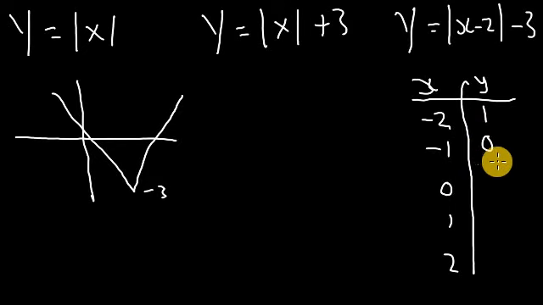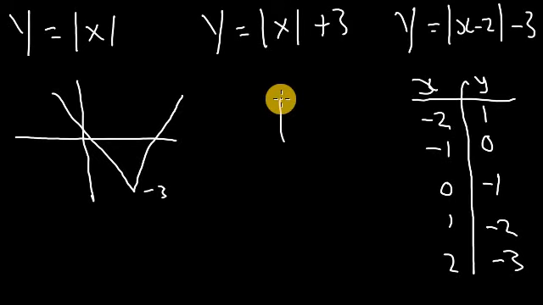Now, what about 0? 0 minus 2 is simply minus 2, and the absolute value of minus 2 is 2. And 2 minus 3 is simply minus 1. What about 1? 1 minus 2 is simply minus 1, the absolute value of minus 1 is simply 1, and 1 minus 3 is minus 2. What about 2? 2 minus 2 is simply 0, and the absolute value of 0 is indeed 0. 0 minus 3 becomes negative 3.